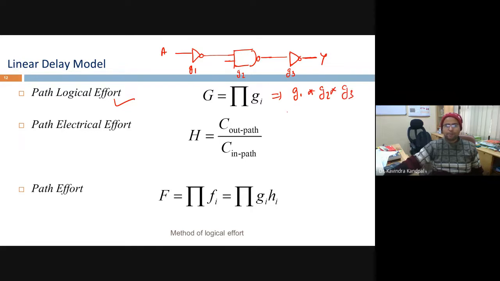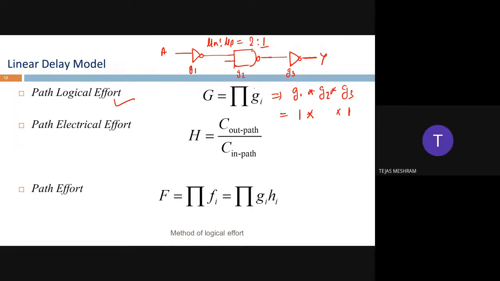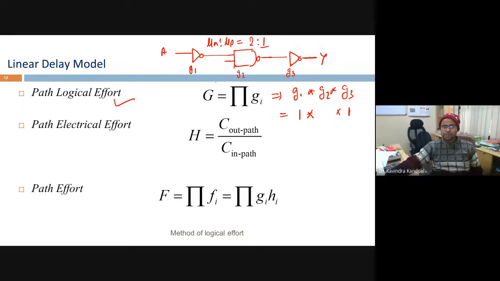Can you tell me in this example what that is? G1 is 1. For G2, if mu is 2, what is the logical effort of a 2-input NAND? Is it 5/3 or something else? It is 4/3. So you are getting my point. If someone asks you what the path logical effort is, you simply multiply G1, G2, G3. Understood?